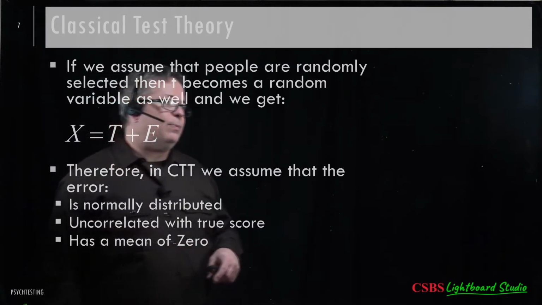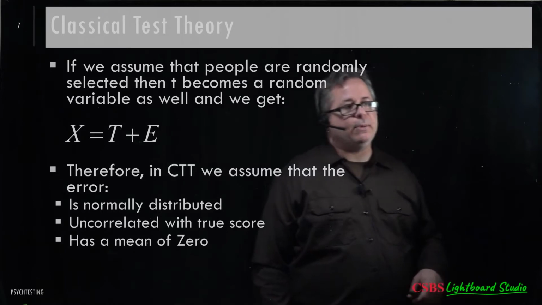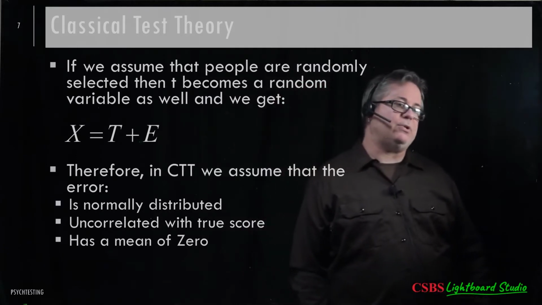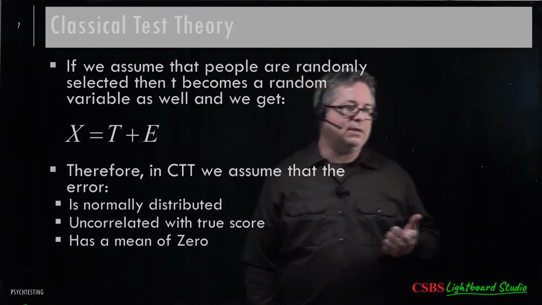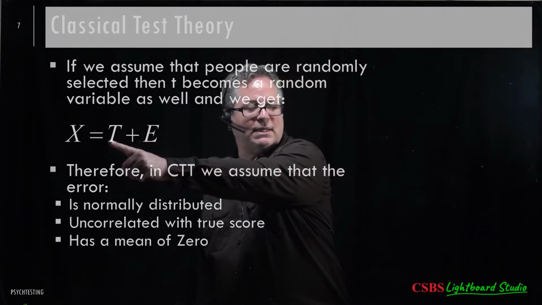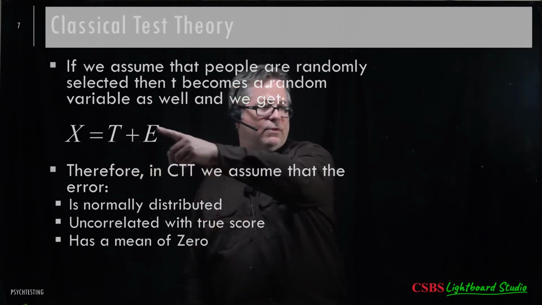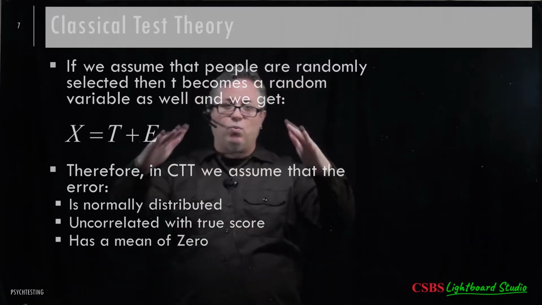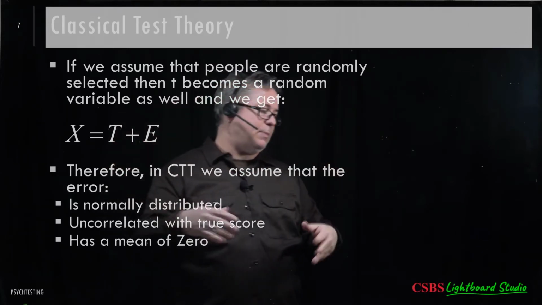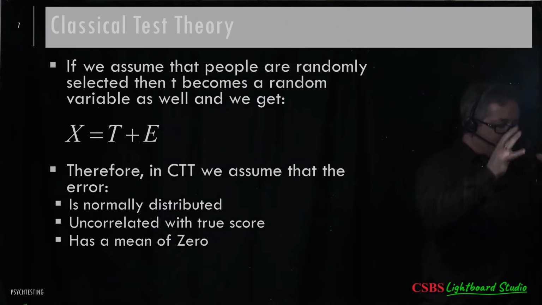Cool. So if you assume that people are randomly selected from a population, then T becomes a random variable as well, because it varies across people. Therefore, in CTT, we assume that error is normally distributed, that our E is uncorrelated with our T. It's not biased. These things are independent. And we assume it has a mean of 0 because, again, it's not biased in one direction. We're not always overestimating or underestimating. It has a 0 bias because in the population, people are randomly being over and underestimated with the measurement error, so it sort of cancels out to 0.